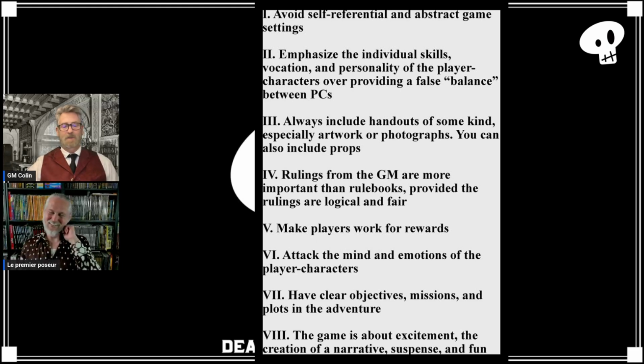Number 8 here. The game is just about excitement, creation of a narrative, suspense, and fun. Goes without saying. Yep, we talked about this. And as far as all of this tying into the Mercer effect and the Gingerbread effect, just remember that last point. You don't need to spend $1,200 on some crazy setup in order to prove to your players that you can create this fantastic gaming experience. Gaming is a collaborative thing between the GM and the players. It should not be adversarial.